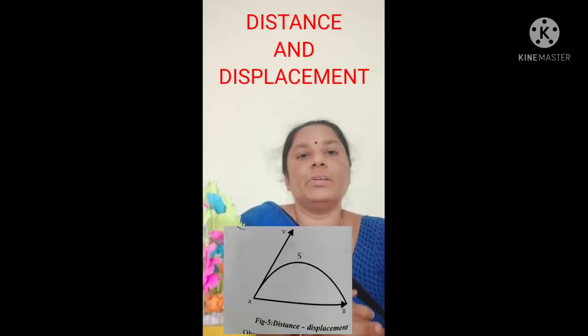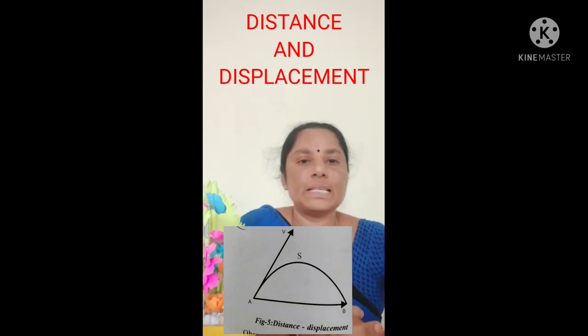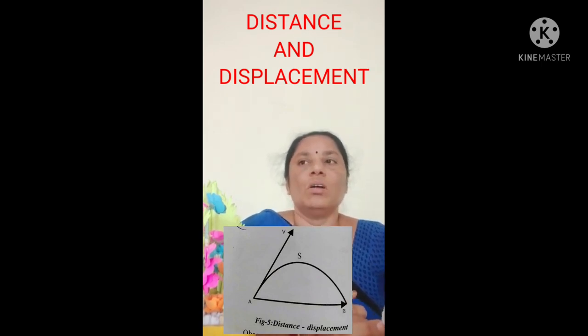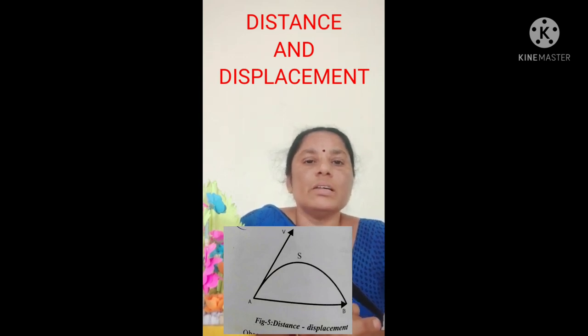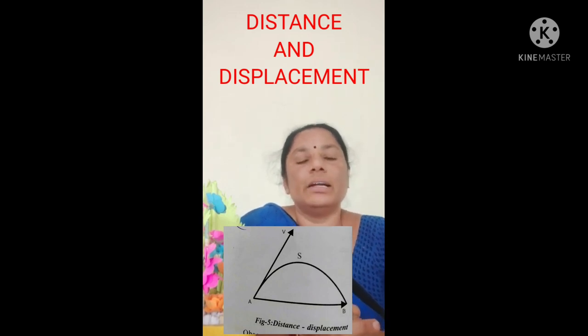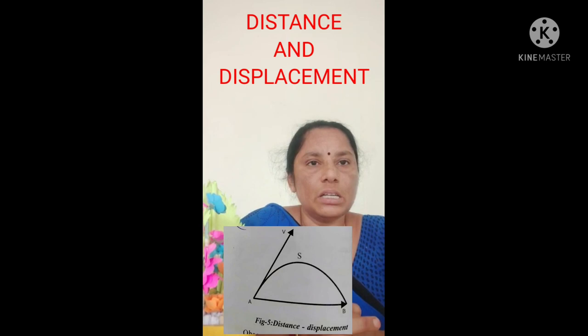Now we discuss the topics distance and displacement. All of you see the figure. In the figure, there are some points to reach E: A, B, C, D, E. The distance between A and B is 5 kilometers. The distance between B and C is 4 kilometers. The distance between C and D is 3 kilometers. And the distance between D and E is 4 kilometers.